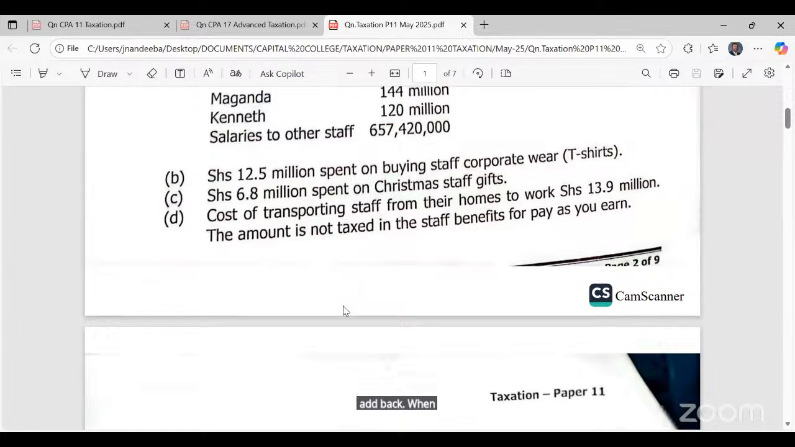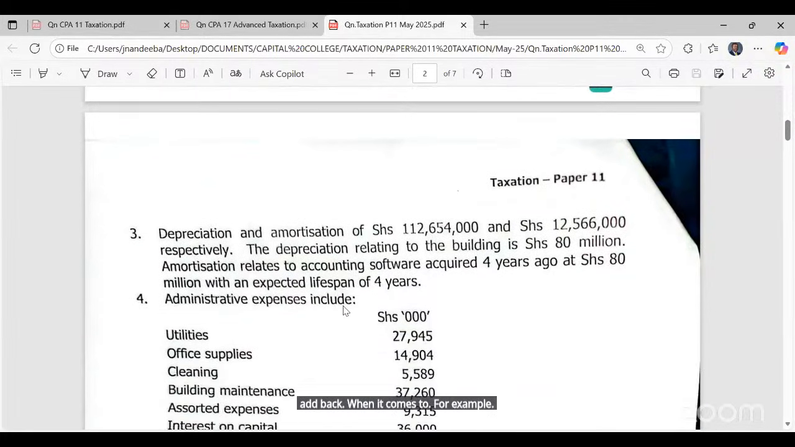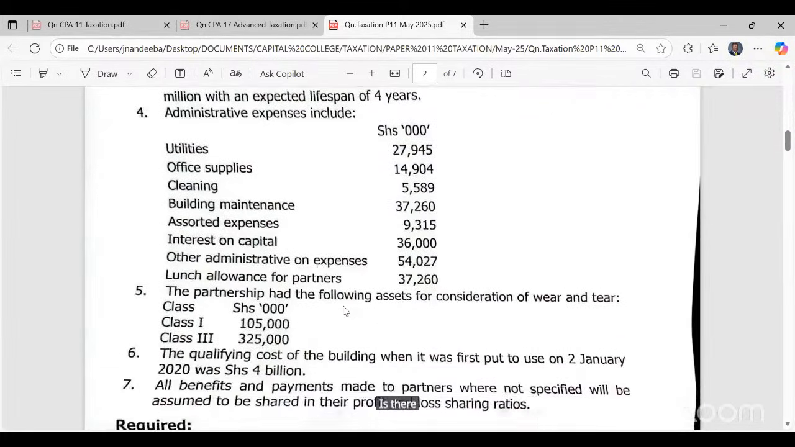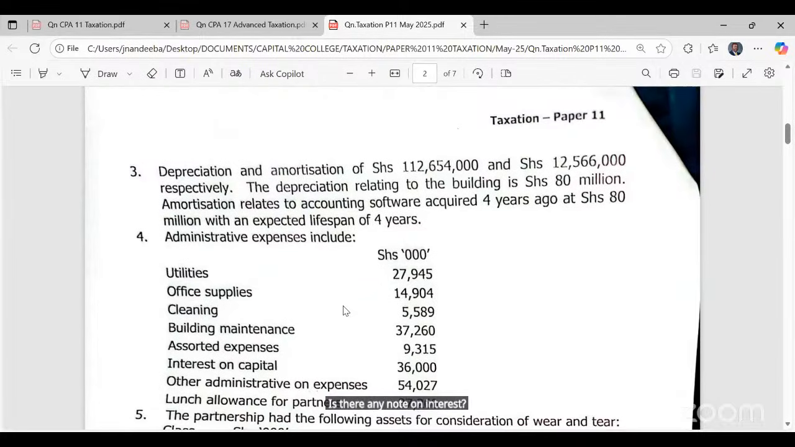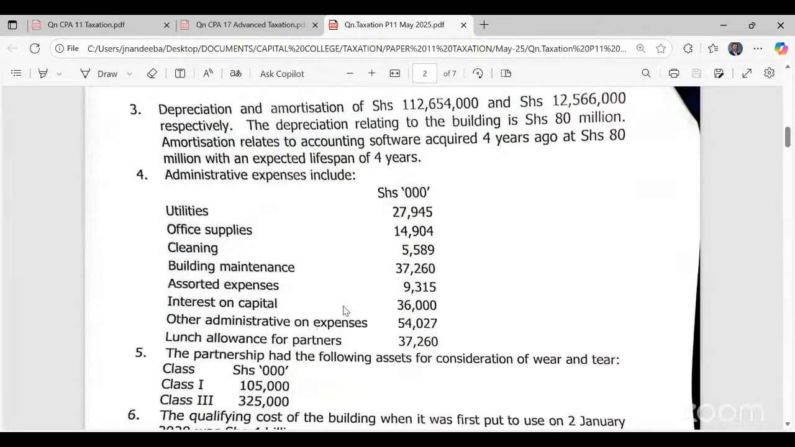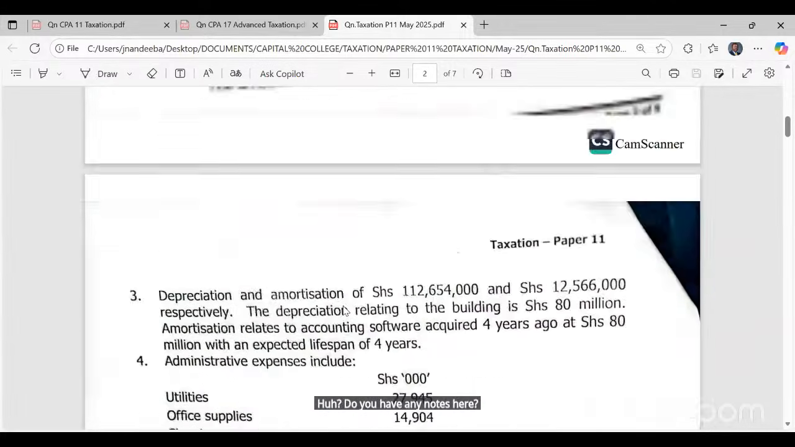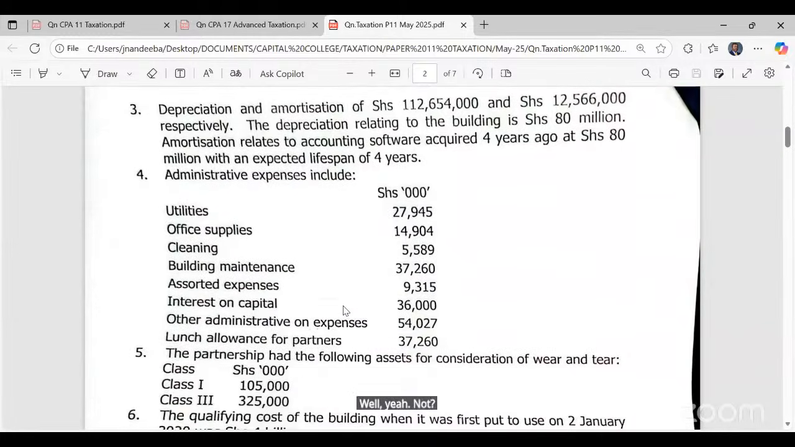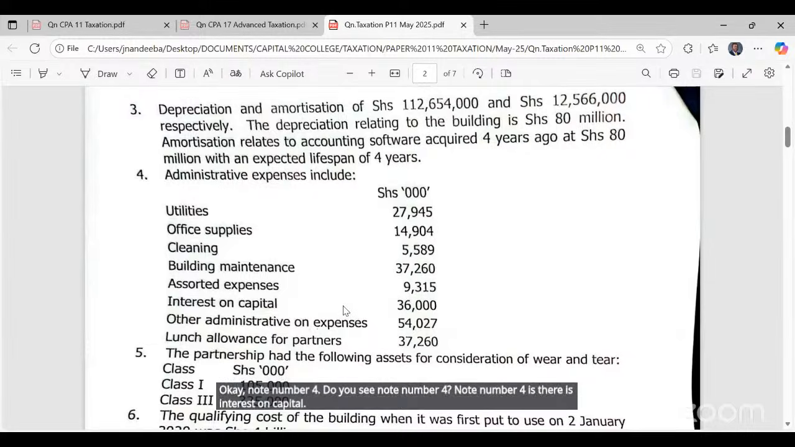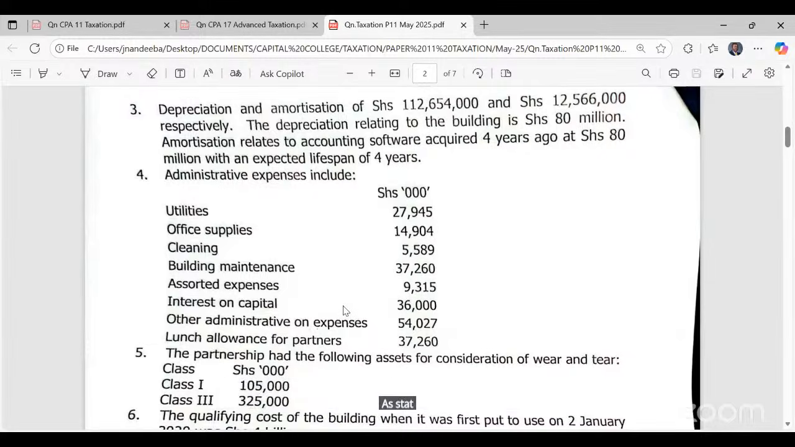When it comes to, for example, interest. You are asking for interest. Is there any note on interest? Do you have any note here? Okay, note number 4. Do you see note number 4? Note number 4 says there is interest on capital of 36,000.